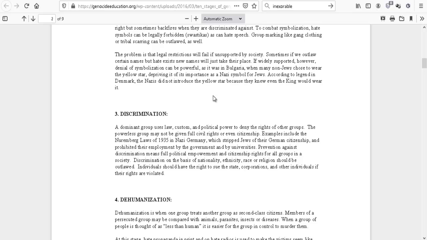So, examples include Nuremberg laws in 1935 in Nazi Germany, which stripped Jews from their German citizenship and prohibited their employment by government, by universities. Prevention against discrimination means full political empowerment and citizenship rights for all groups in society. Discrimination on the basis of national ethnicity, race, and religion should be outlawed. Individuals should have the right to sue the state, corporations, and other individuals if their rights are violated.